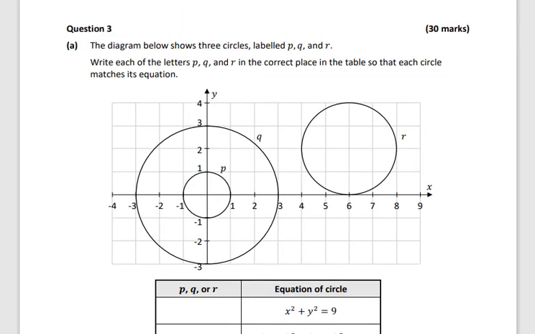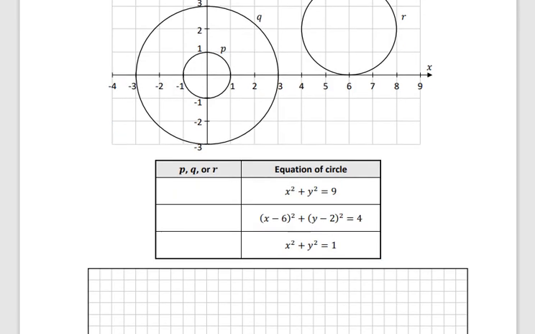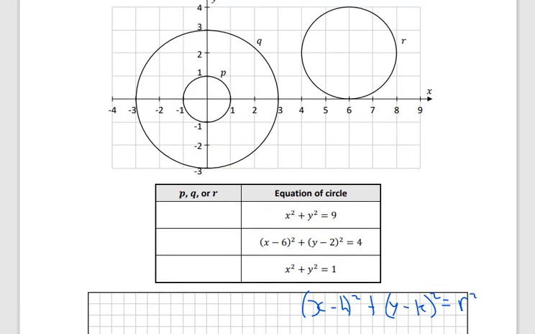Hey folks, this is question 3. They give us 3 different circles here. Remember, the formula for the equation of a circle is (x minus h) squared plus (y minus k) squared is equal to r squared. And the (h, k), that's the center.